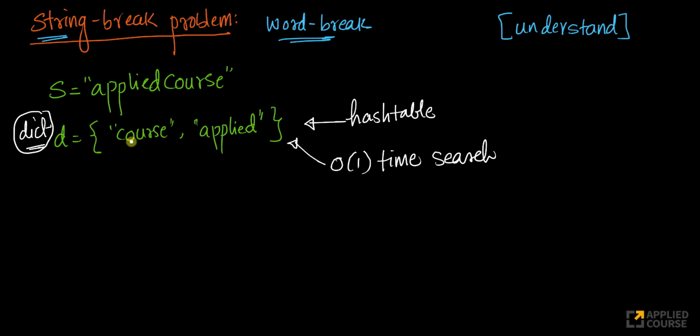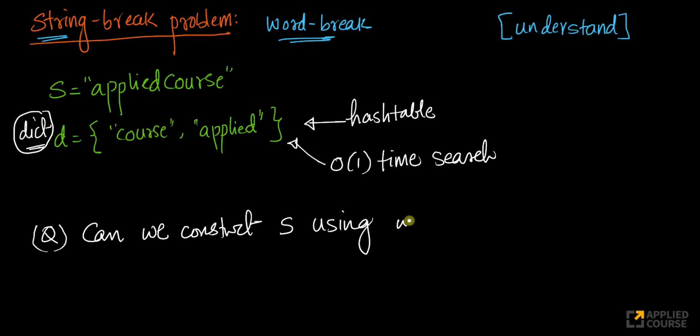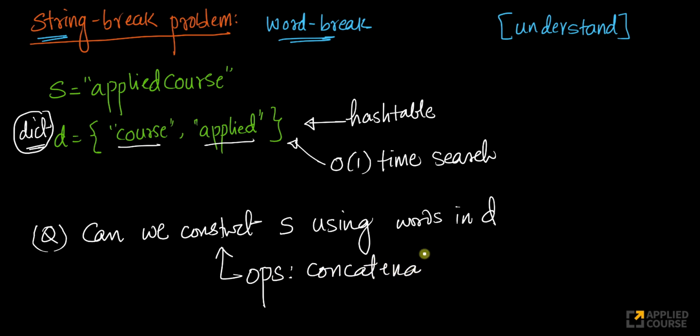If I give any word and I want to search if that word is present here, I can quickly search in just order of one time. So I'm given this sentence and I'm given this dictionary D, which consists of multiple words. Now the question we want to answer is this: can we construct the sentence S using words in D? For example, can I construct applied course using only words that are there here? Yes, I can take applied, I can concatenate with course, and the only operation allowed while constructing is concatenation. Concatenation is the only operation that is allowed.